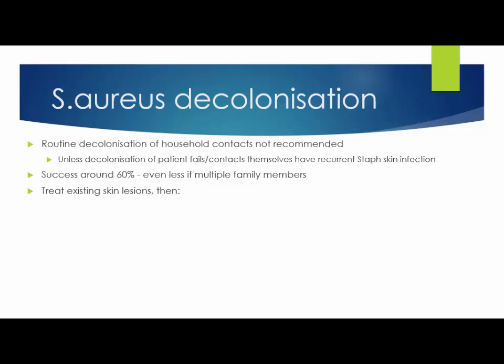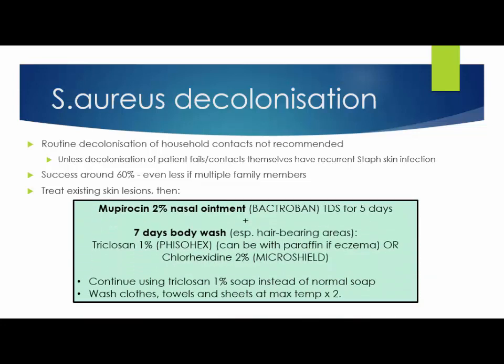So you make sure that they've got no existing boils or active infection, and then once they're clear of that, there's a standard regime involving some mupirocin ointment and then a body wash, which you can buy over the counter, the Physohex. But the tricky bit is that they need to wash all their clothes and towels and bed sheets at a very high temperature, which most people don't do because it will ruin the clothes and bed sheets.